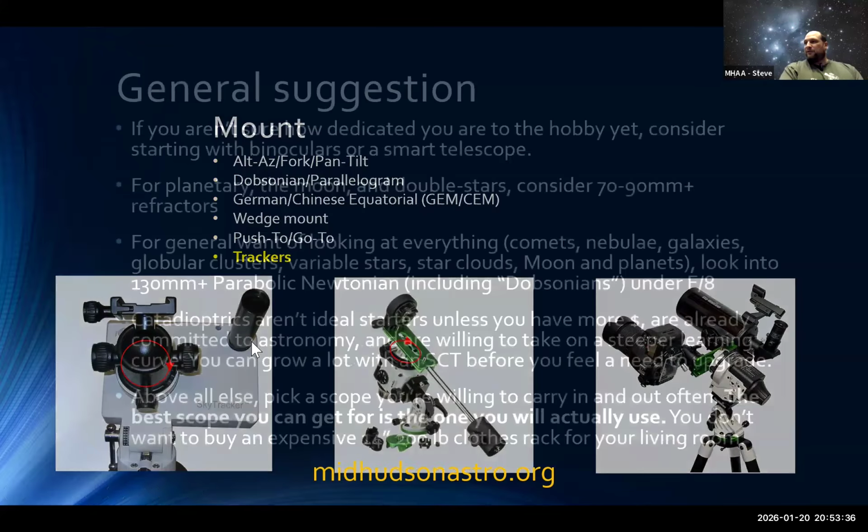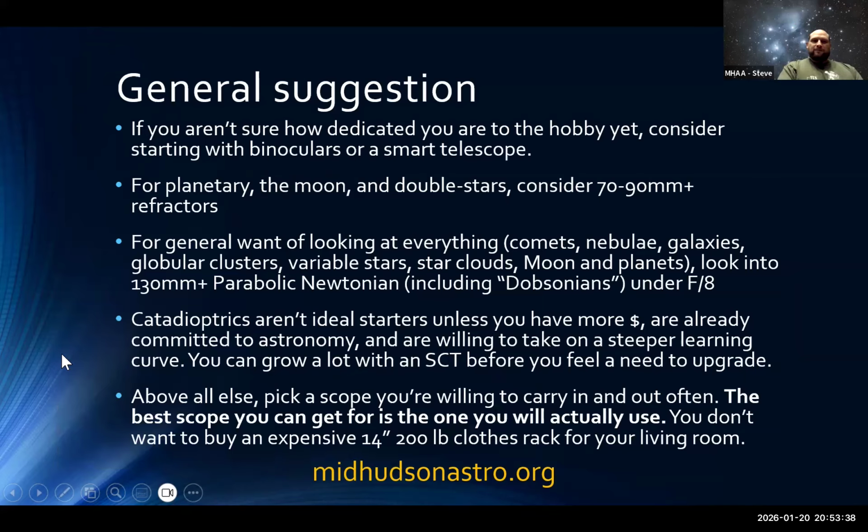So that's the rotation pattern. If you still aren't necessarily sure how dedicated you are to the hobby yet, then I would consider, like I said, starting with binoculars or a smart telescope. For planetary viewing and the moon or double stars, I'd go with at least a 70 to a 90 millimeter refractor.